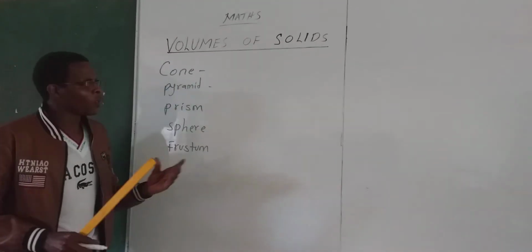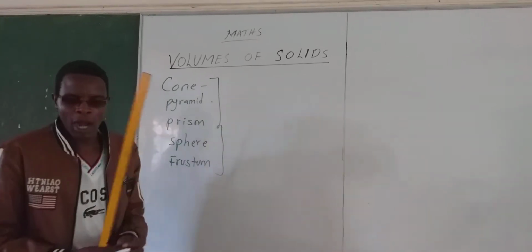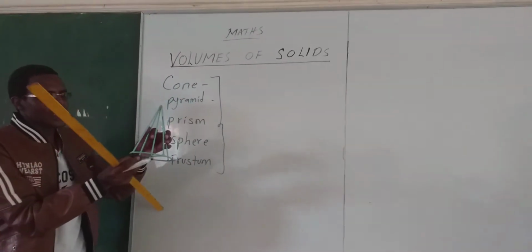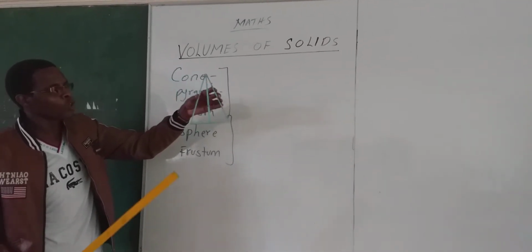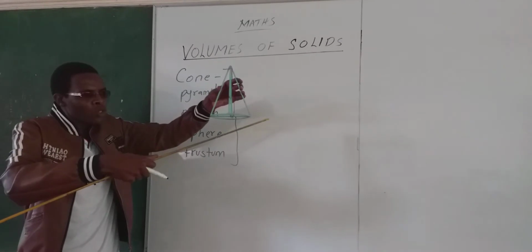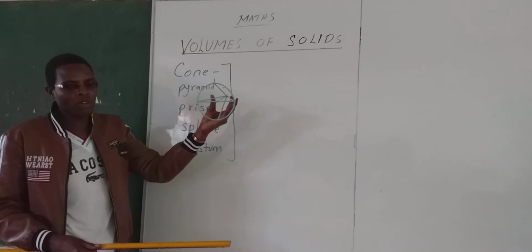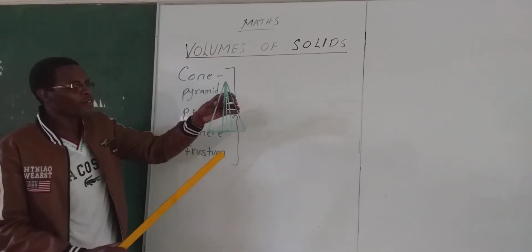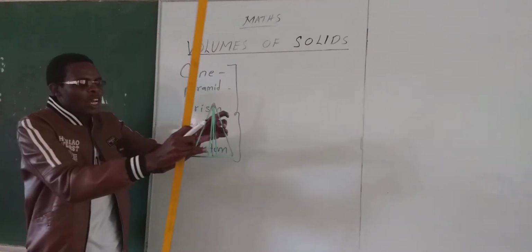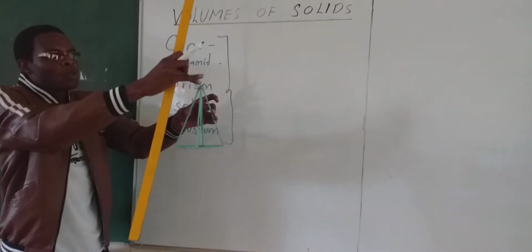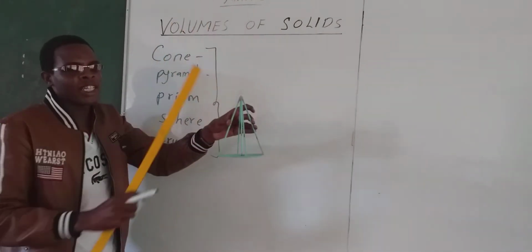For example, I want us to start with the cone. This is the cone I'm talking about. If you look at the base, the base is in the form of a circle. We also have the perpendicular height from the base to the peak, or the vertex, of the cone. From here up to here, we call it the height.